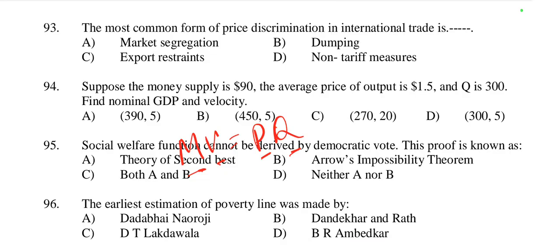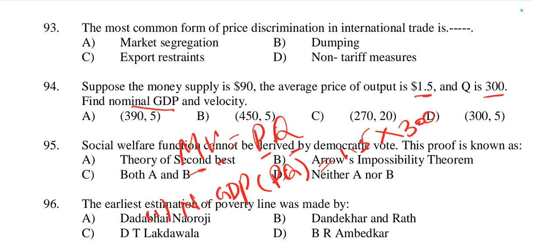So here first we have to find out the nominal GDP. Nominal GDP is PQ, that is price into quantity. Here price is $1.5, and quantity is 300. So 1.5 into 300 is equal to 450. So here nominal GDP is equal to 450.